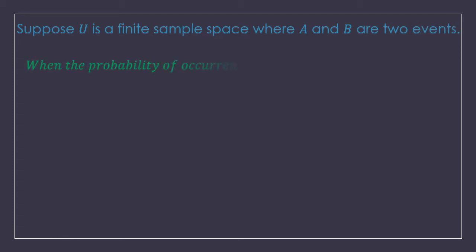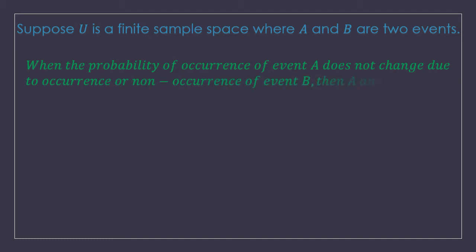Actually it's quite simple. Suppose U is a finite sample space where A and B are two events, and when the probability of occurrence of event A does not change due to the occurrence or non-occurrence of event B, then A and B are said to be independent events. That means the happening or not happening of A is not at all concerned with the happening or not happening of event B. That means there is no connection between A and B. So it doesn't matter whether B happens or not. A will happen if A will happen.